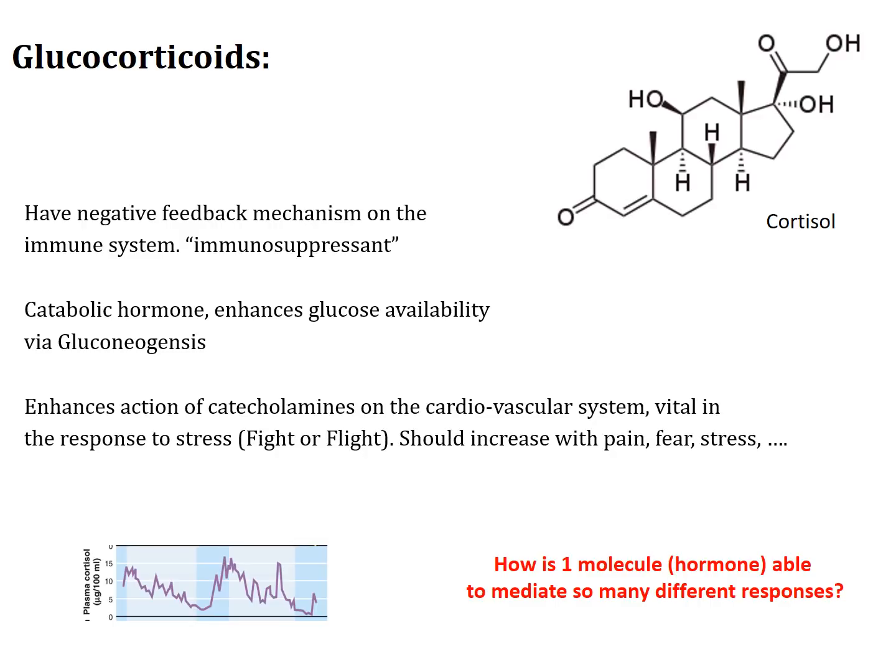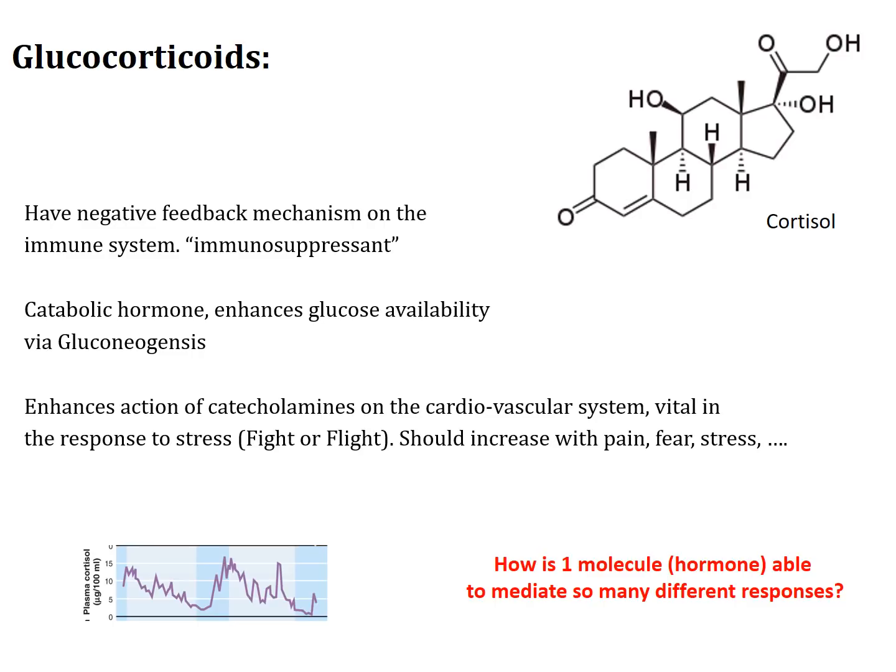Again, reviewing for you the different functions of the glucocorticoid hormone cortisol. Immune suppressant, catabolic, helps regulate the cardiovascular system, particularly in response to stress with fight or flight, and then very important in regulating a number of different circadian rhythms. The peak release of cortisol tends to happen in the early morning hours.